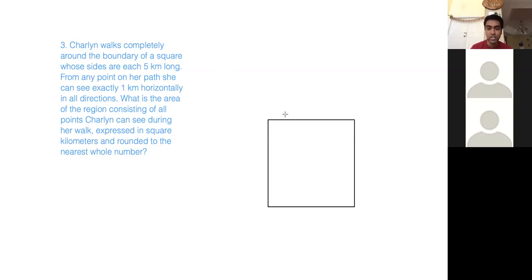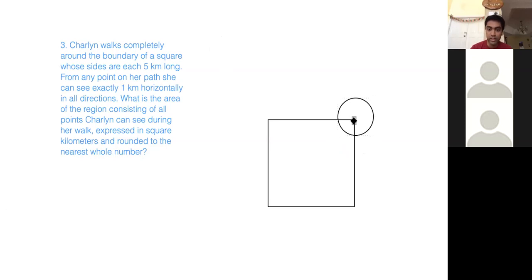Okay, good. Yeah, so this is true of 1 point. So let's say if she was standing here, this is true. If I can see 1 kilometer from this point, I could see anywhere along the circle centered at this point with a radius of 1 kilometer. So if she stood at this corner, she would see anywhere on this circle.